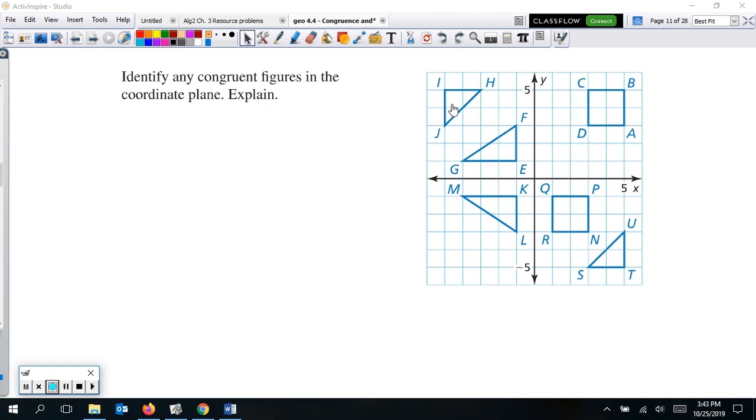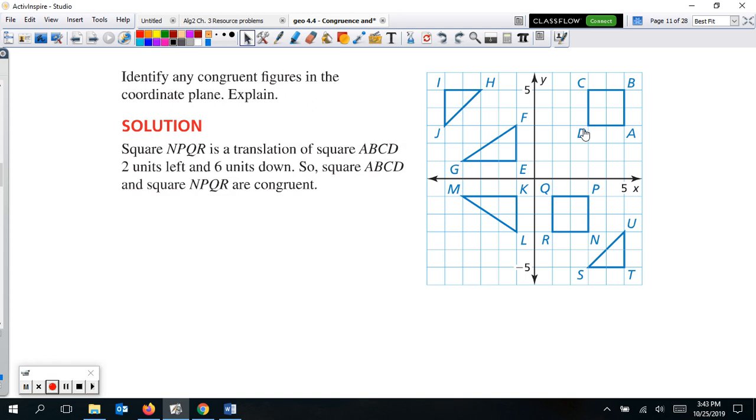You can definitely tell that from even just how they are here. But what transformation? Because it says explain here, and that's really, I think, the harder part of it. You can identify them, but then explain it. So what's happening? For this first one, from one square to the other, it says that it's a translation of this ABCD. If you start with the ones that are lower in the alphabet, A, B, C, D here, it's 2 left and then 6 down to get to the NPQR square down here. So 2 left, 6 down, that's what that is.